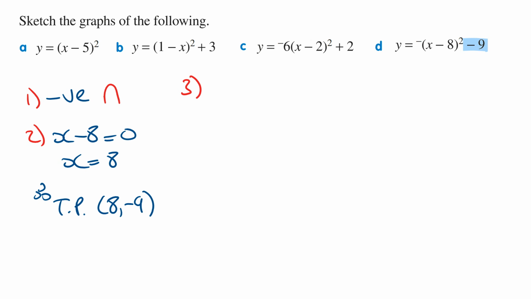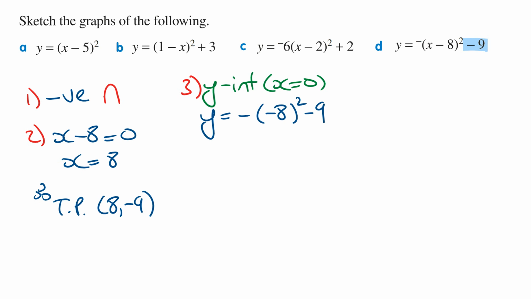And now we need to work out the x and y intercepts. For the y-intercept, we let x equal 0 and then solve for y. And so we're going to get y is equal to minus, and then 0 minus 8 is going to be minus 8, and then all squared, minus 9. Minus 8 squared is positive 64. And then the minus on the outside is going to make it minus 64, and then we've got a minus 9, which is equal to minus 73.